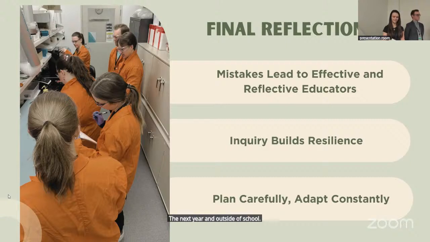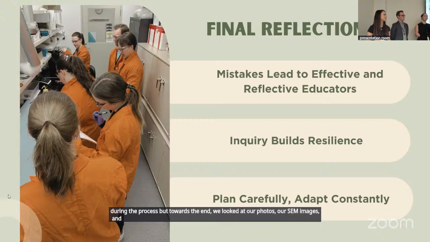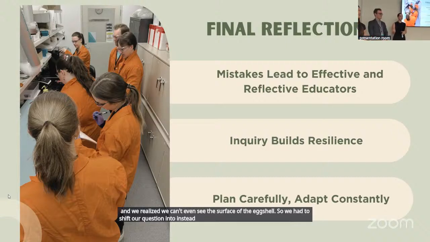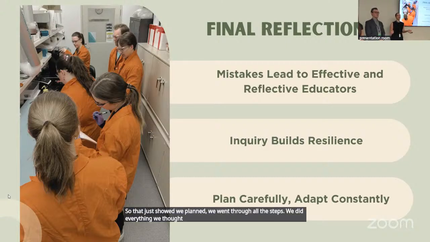Yeah, as we said, there was a lot of adapting during the process, but towards the end, we looked at our photos, our SEM images, and we realized we can't even see the surface of the eggshell. So we had to shift our question into instead looking at the surface of the eggshell and the damage, looking at the adhesion and maybe the residue that was left over. So that just showed we planned, we went through all the steps, we did everything we thought we could, and we still had to shift our question and adapt to the data that we took.